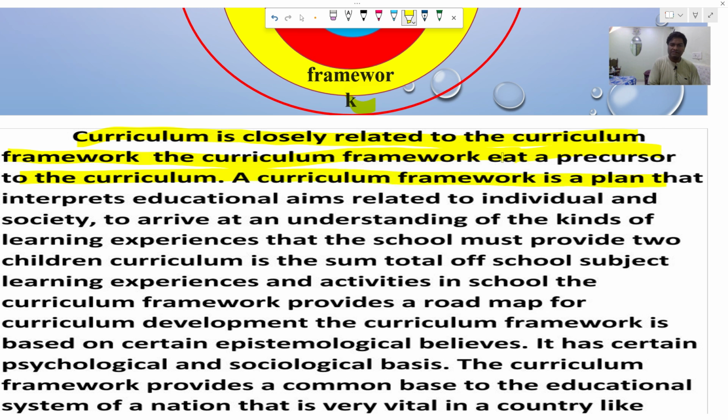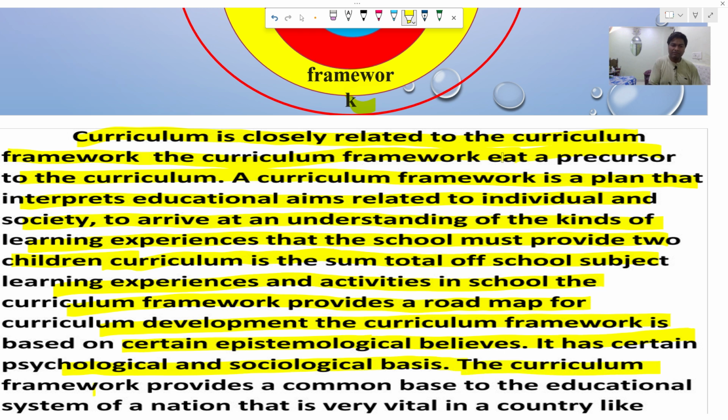A curriculum framework is a plan that interprets educational aims related to individual and society to arrive at an understanding of the kinds of learning experience that the school must provide to the children. Curriculum is the sum total of subject learning experiences and activities in school. The curriculum framework provides a roadmap for curriculum development. The curriculum framework is based on certain epistemological beliefs. It has certain psychological and sociological basis.